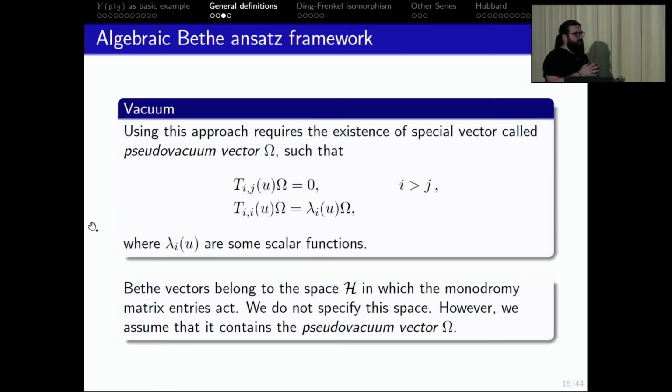So as I work in algebraic Bethe ansatz, it's a crucial point for me to have a vacuum vector. And for me, a vacuum vector is a vector with the following properties. All lower diagonal elements of the monodromy matrix act as 0 on this vacuum, and all diagonal elements act in a diagonal way. So this vacuum is an eigenvector for all the diagonal part, and it is annihilated by the lower diagonal.